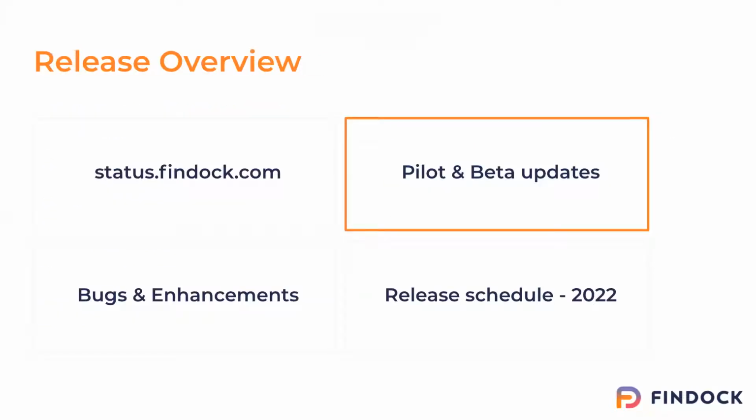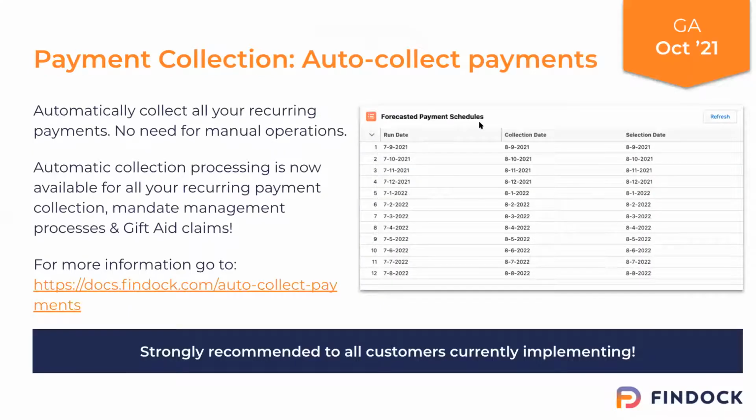So the second thing we'd like to go over are the pilot and beta updates. As you may know, there are two betas that go to GA. The first one is the auto collect payments beta. With the auto collect functionality, you can automatically connect. No need for manual operations. So say, for example, you have your direct debits running via GoCardless. You can just say to FinDock, collect every day. And then together with GoCardless, we make sure your direct debits get collected every day. And this works for all recurring payment processors and payment methods that we support.